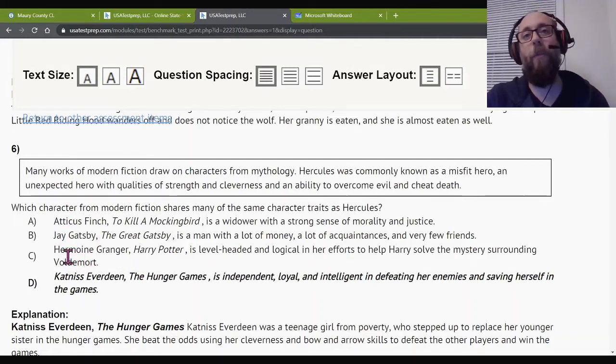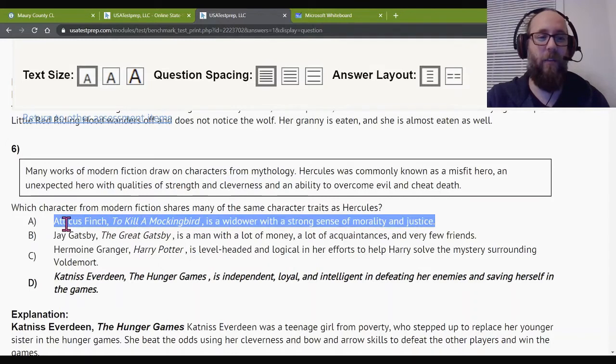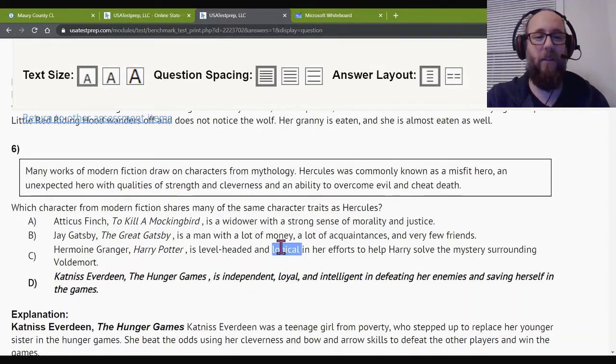Hermione from Harry Potter is level-headed, logical in her efforts to help Harry solve the mysteries surrounding Voldemort. Logical. Is this hero, Hercules, logical? Cheat death, overcome evil, cleverness. Maybe cleverness talks about his mind, so maybe being clever and being logical are similar. So maybe. So I have a maybe on an A, but it's pretty weak, and a maybe on a C, but it's kind of weak.